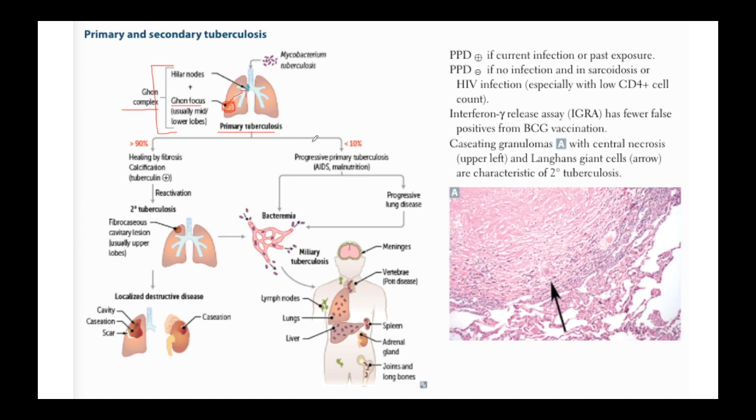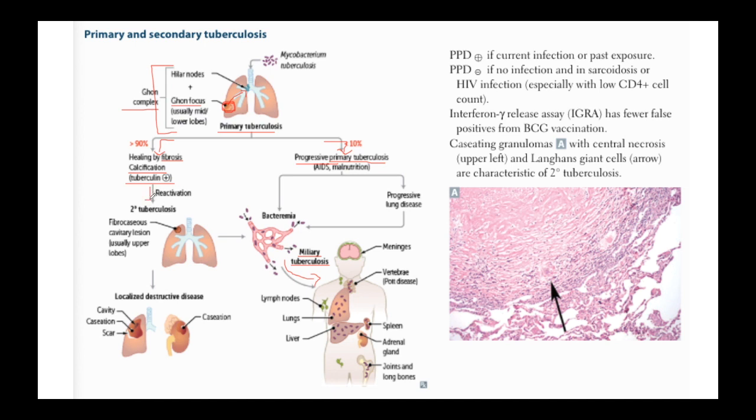It can, like I said before, progress in primary tuberculosis. So this is that bottom lung image that I did before. It can cause progressive lung disease and bacteremia, and can also spread to other parts of the body, and that's known as miliary TB. Or it can heal, causing fibrosis and calcification as well. And here you will see tuberculin positive tests.